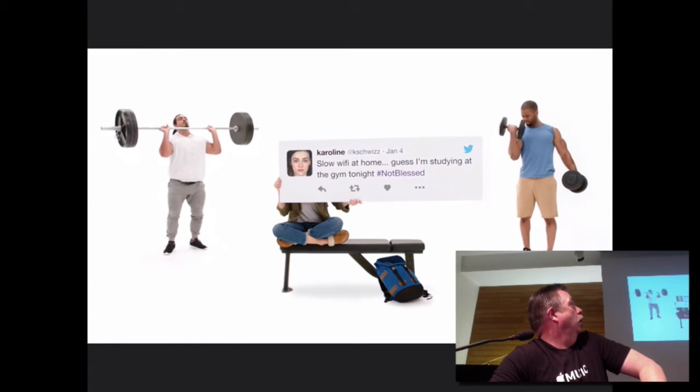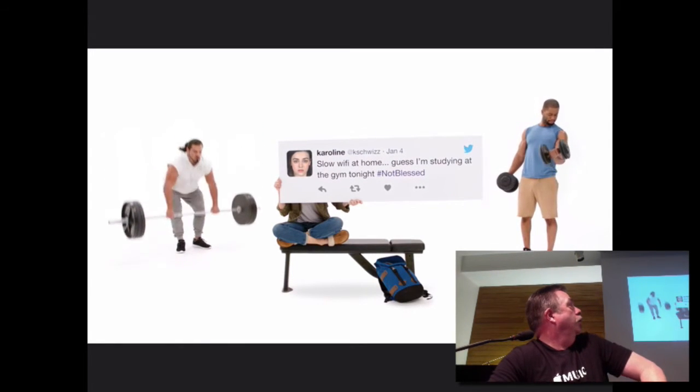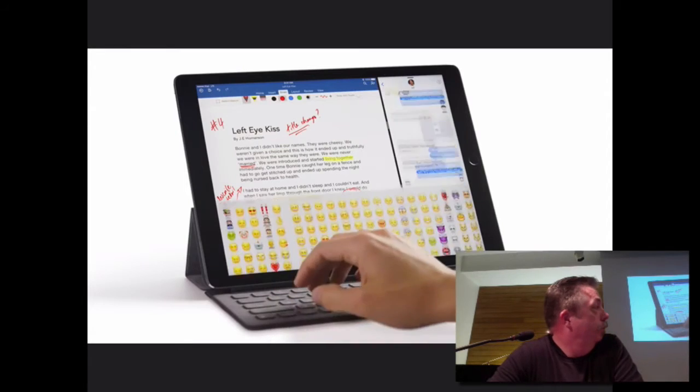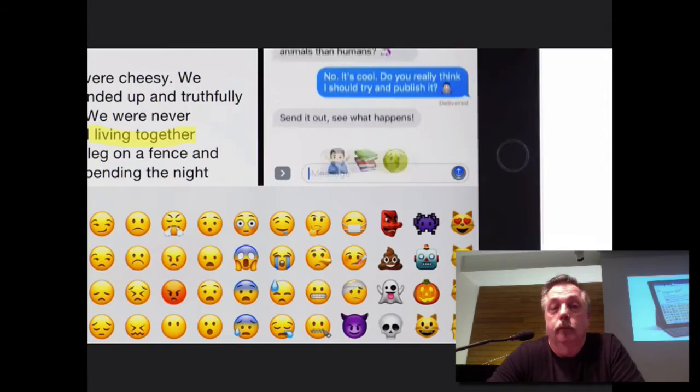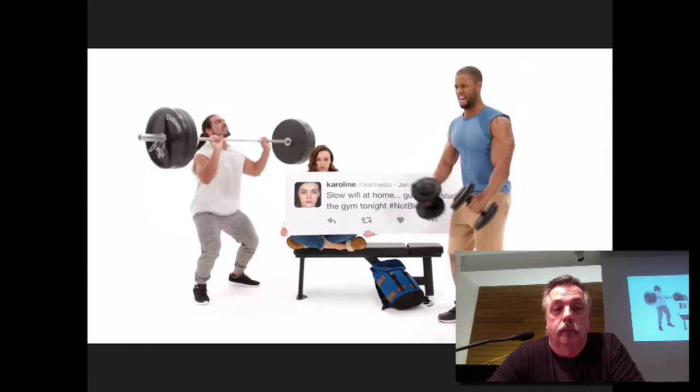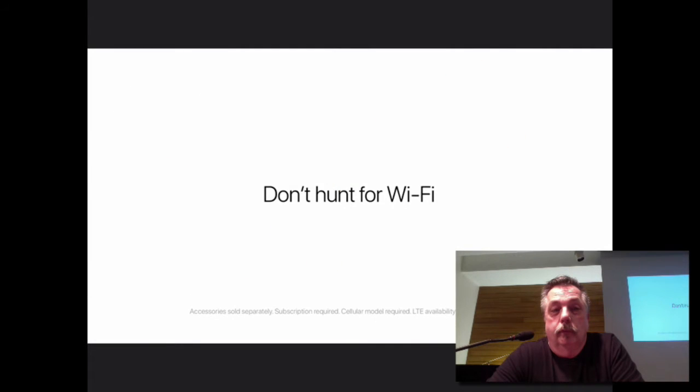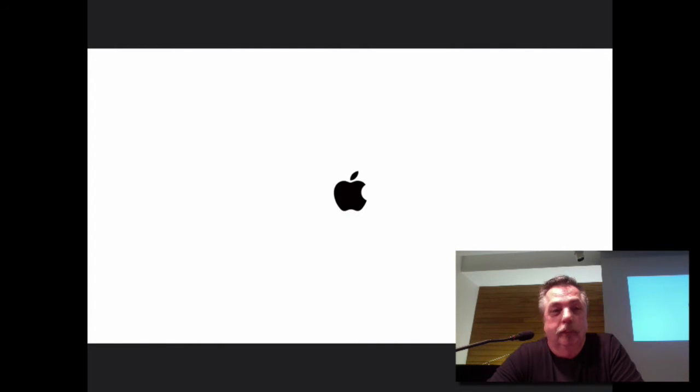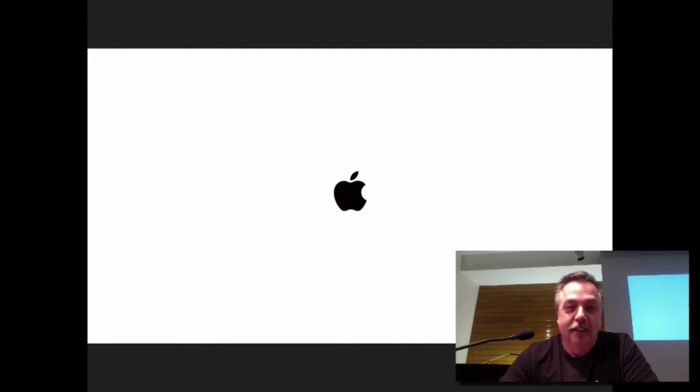Slow Wi-Fi at home. Guess I'm studying at the gym tonight. That is rough. You know, the iPad Pro has LTE like your phone, so you can get internet pretty much anywhere. My wife said, "What is going on?" when I copied that file. And then I showed it to her and she laughed. So, life is good.